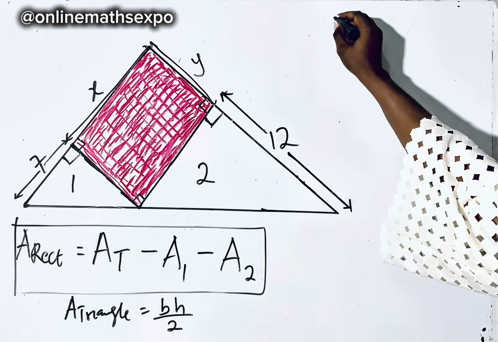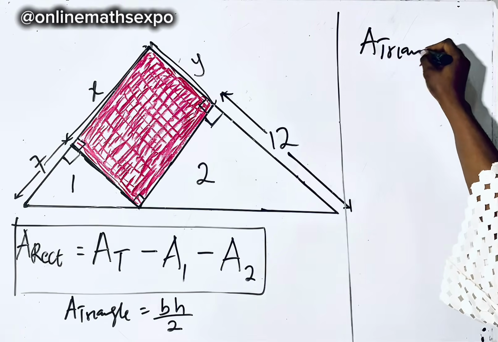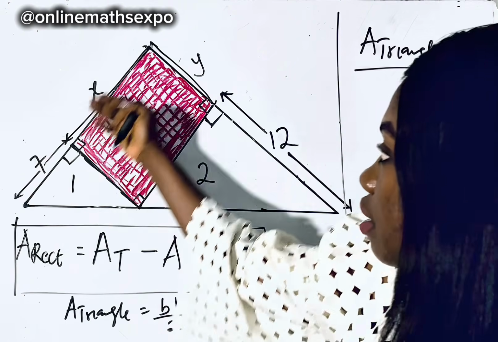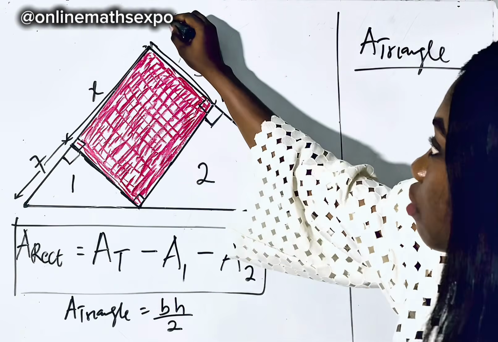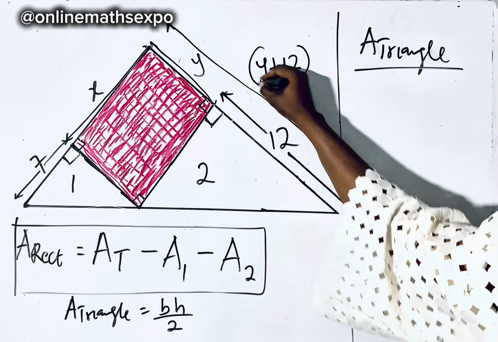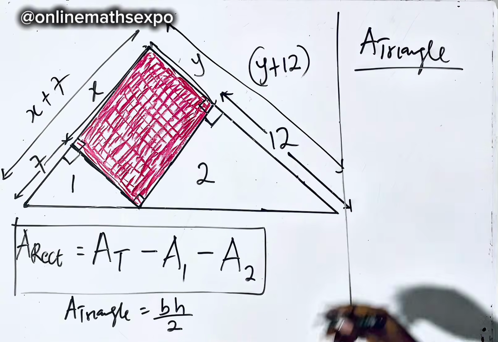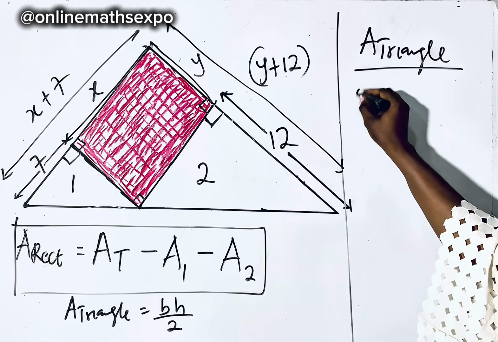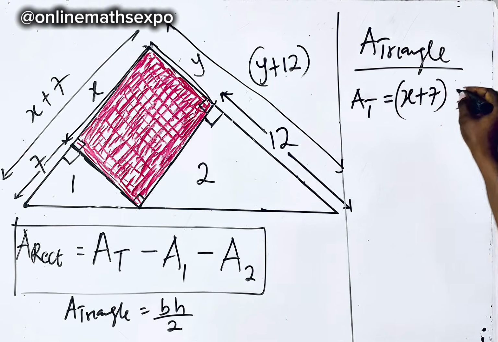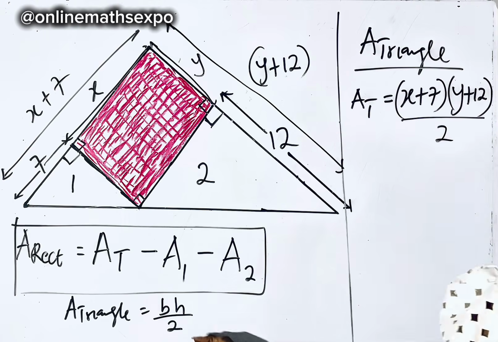So for the bigger triangle, we are going to use this: this is the height and this is the base. We multiply these two lengths. From here to here is going to give us y plus 12. And from here down to this end, it gives us x plus 7. So the area of the bigger triangle will be x plus 7 times y plus 12, and when you multiply this, you divide by 2, obeying what you have stated here.